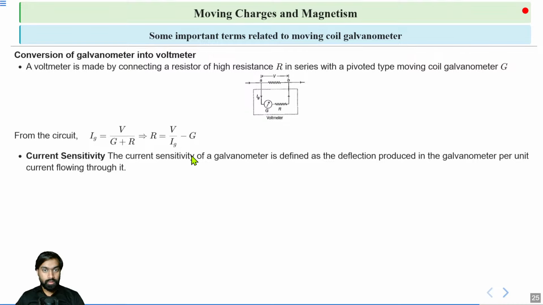So we can say current sensitivity. The current sensitivity of a galvanometer is defined as the deflection produced in the galvanometer per unit current flowing through it. So Si equals alpha divided by I. We know alpha, so just substitute the values of alpha and I and you will get Si. In terms of NBA, it will be NBA divided by K.